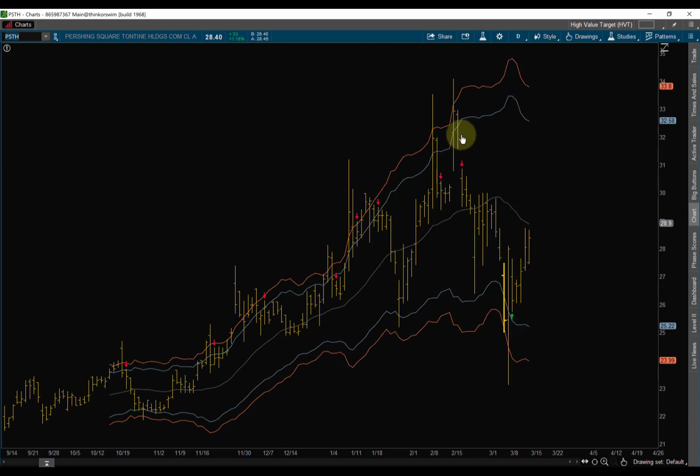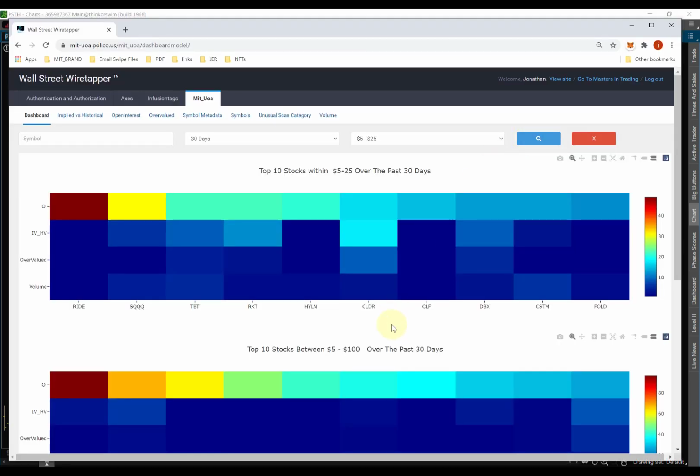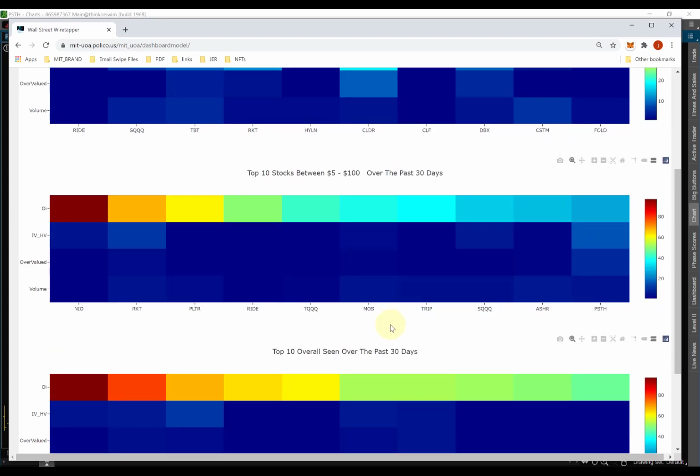Down here, good buy. Up here, good sell. Right here, could you buy a straddle and play for both sides? Sure, but I think we could do better. Let's look under 30 days. Let's look at two other names. Let's look at Palantir and Trip.